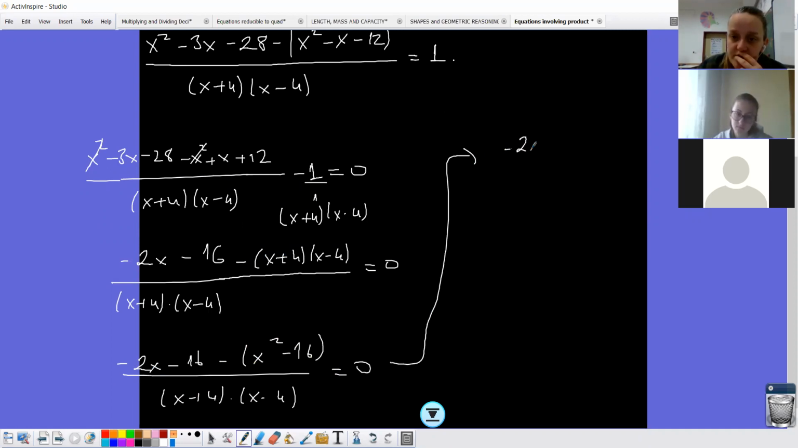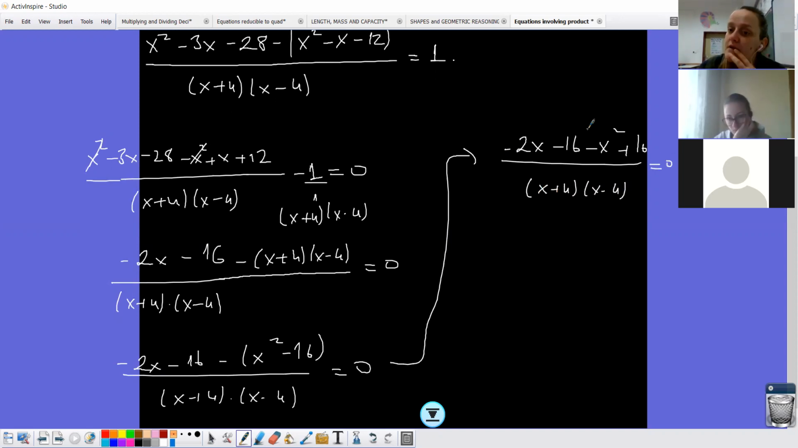I have minus 2x minus 16 minus x squared plus 16 over x plus 4 times x minus 4 is equal to 0. Minus 16 plus 16 will be cancelled, and it will be minus x squared minus 2x over x plus 4 times x minus 4 is equal to 0.